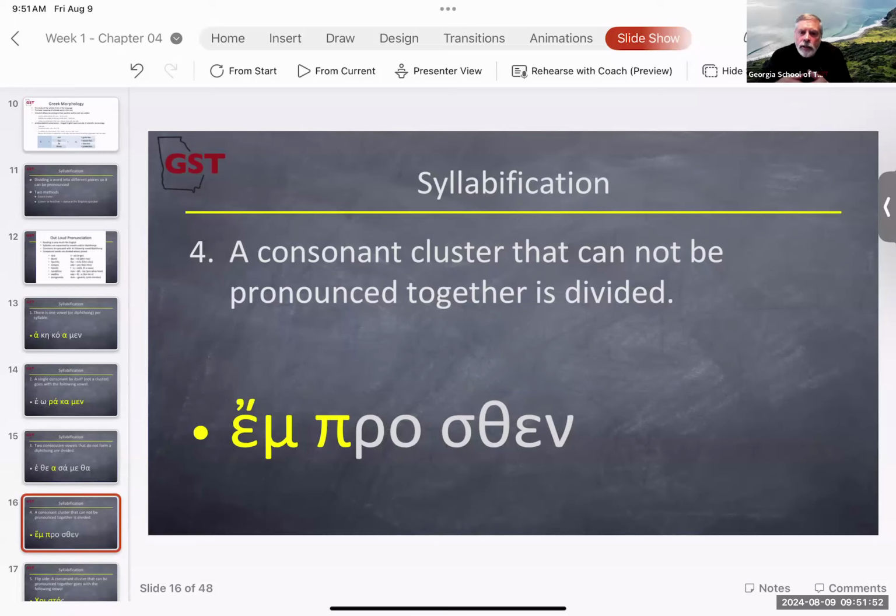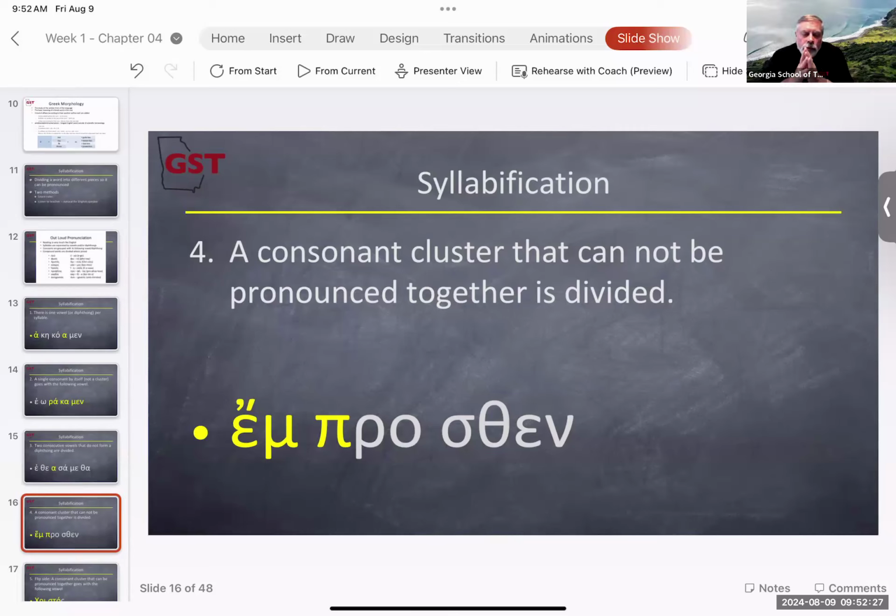But notice again, how many syllables are here? How many vowels are there? There are three syllables and three vowels. So you got the epsilon, and then the epsilon again. How do you want to pronounce it? M, pro, sin. Okay, very good.